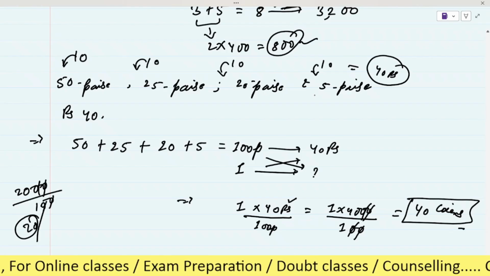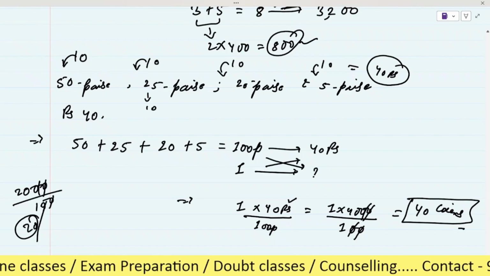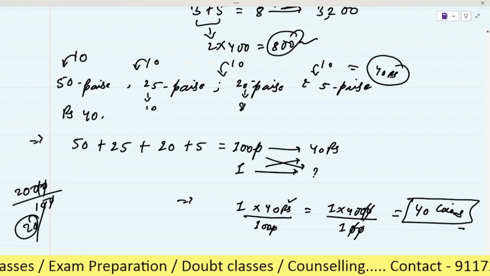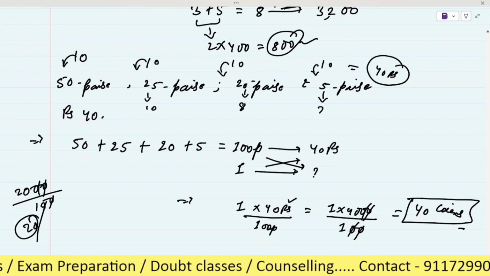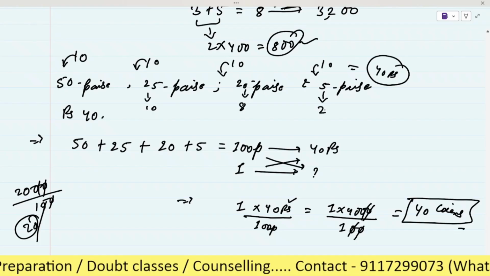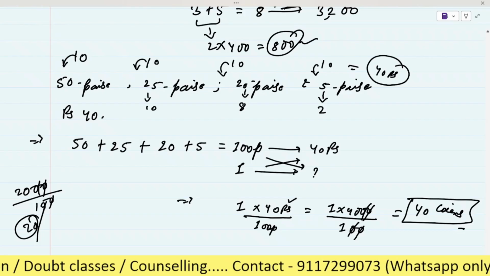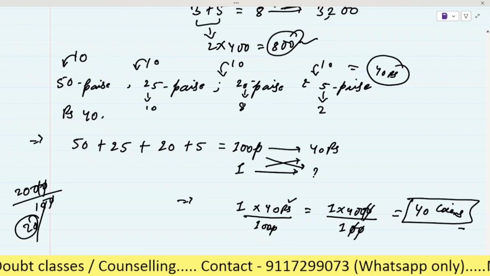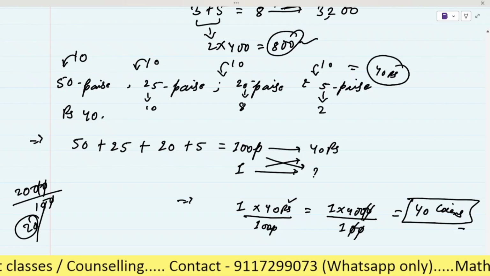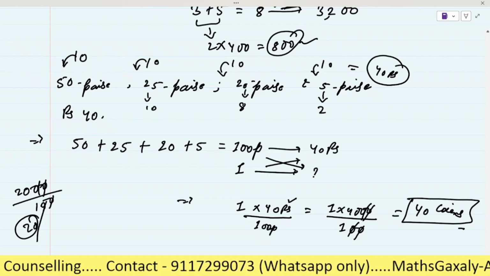Is it clear now? So when you do it for 25, you will get 10 rupees. For 20, it is 8 rupees, and for 5, it will be 2 rupees. So 20, then 30, 38, and 2 more, 40 rupees total. Okay. So like this, you have to do it. Is it clear now?